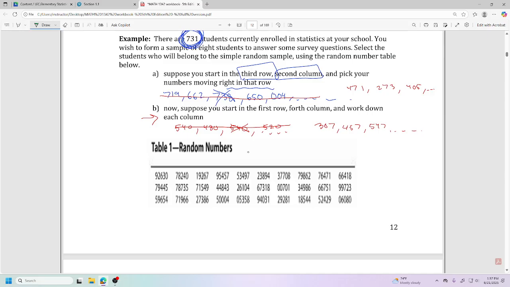So it says 3rd row. So I was pretty clear about that. But it said 2nd column. I thought they meant this. That looks like a column to me, right? They literally meant that number right there starting with the 9.